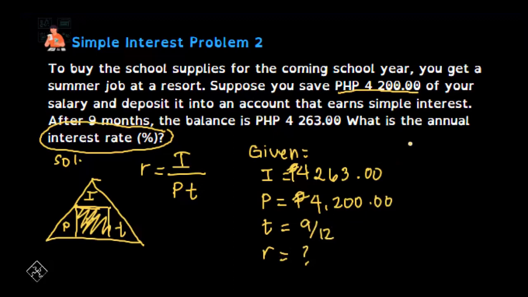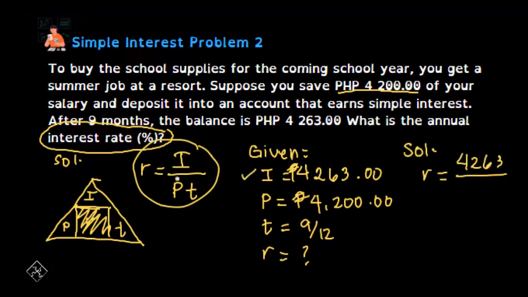So solution natin dito, we have the interest or this one. Okay, we will be using this formula. R is equal to the interest 4,263. Ito 'yon. Over P. What is P? The P is 4,200 pesos times the time, which is 9 over 12.